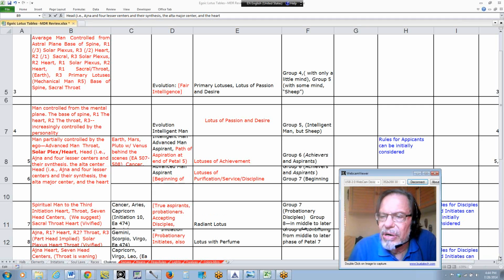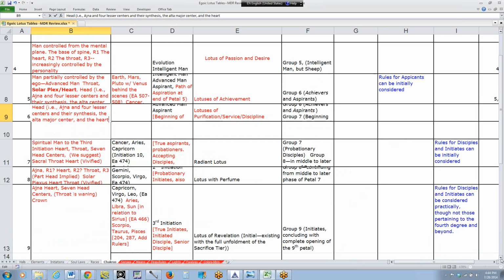Then we still have the general idea of spiritual man to the 3rd initiation, because the 7th, 8th, and 9th petal are all of that. So, some possibility here: ajna, heart, and throat. Part of the head is implied, maybe 6 of the centers with their synthesis, the alta. The solar plexus and throat center vivified, because there's transference from the solar plexus to the throat. So, solar plexus to the heart, rather. So the ajna directing the personality in one way, the solar plexus rising to the heart for the 2nd initiation, the throat for creativity.